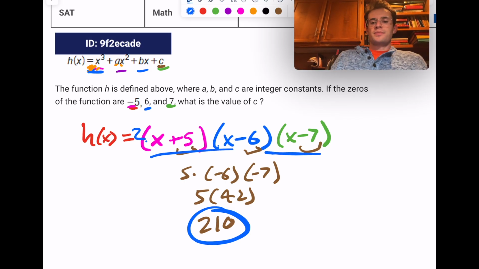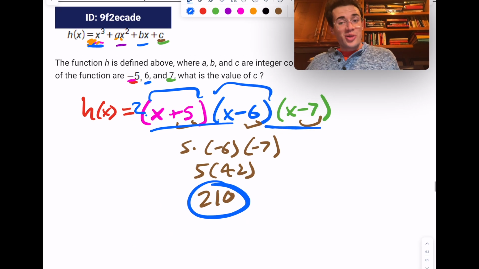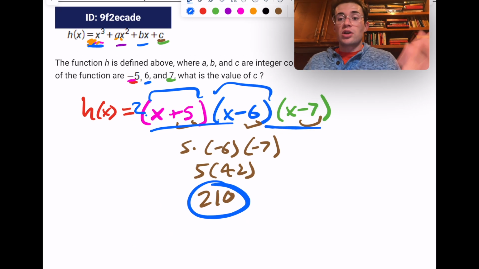these all out. Start by FOILing this one, and then distribute the X to both and the -7 to both. That would be a little bit tedious, but ultimately it wouldn't be that complicated as long as you know how to do the distributive property with binomials.